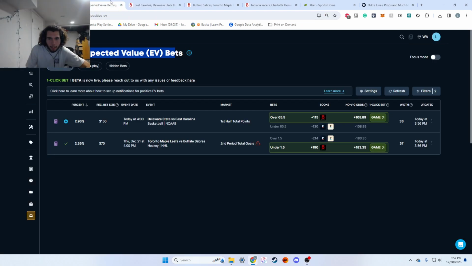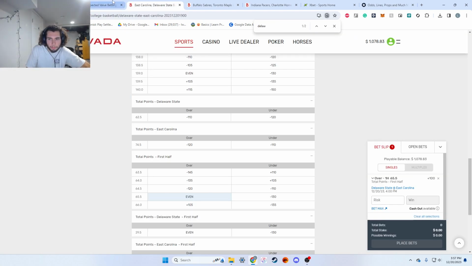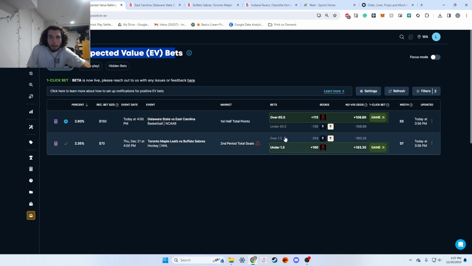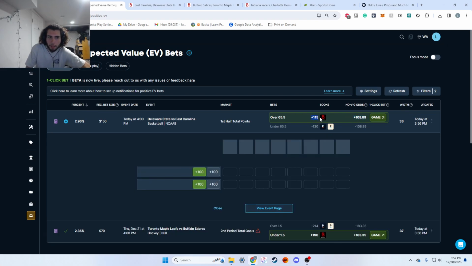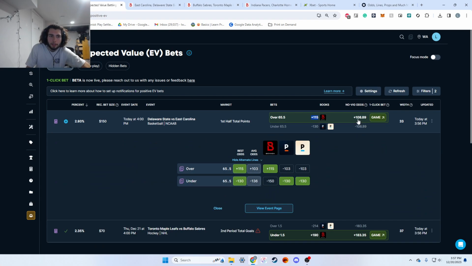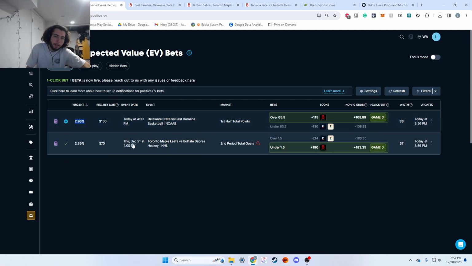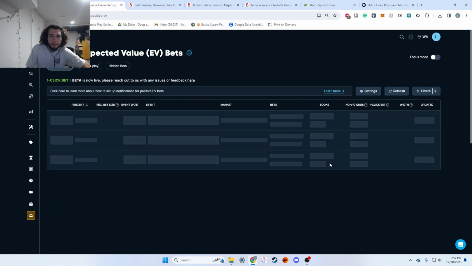Over 65 and a half, first half points in this game. I'm only getting plus 100. If I got there a couple seconds earlier, I would have got plus 115. As you can see, the fair odds is plus 108. So if you're getting plus 115, there's that difference, which happens half the time. So you're making 3% profit on that if you do hit it.